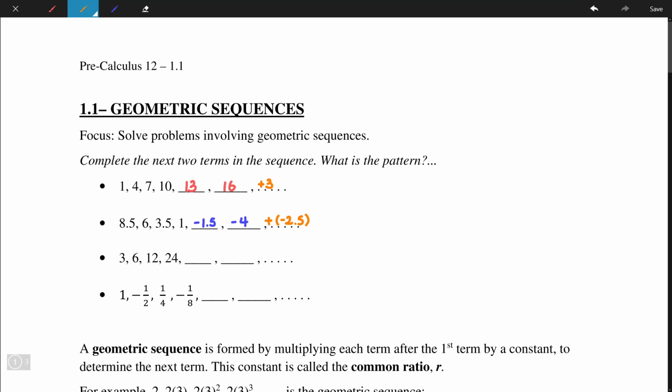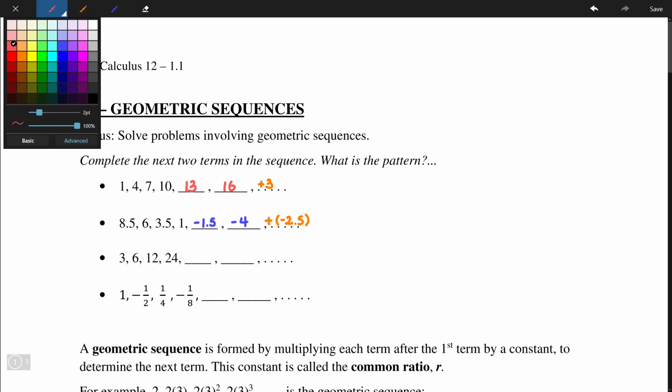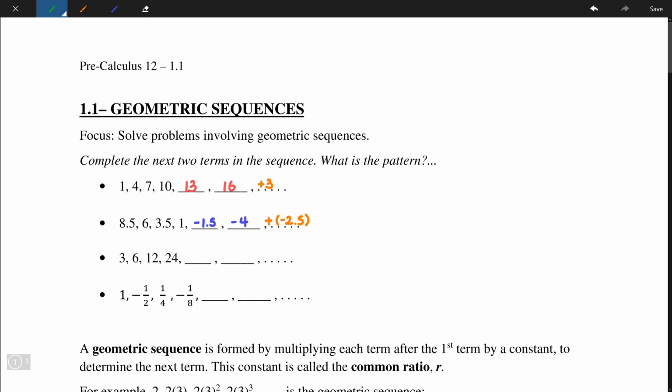Next up, the next two are a little bit different. Here we can see 3, 6, 12, and then 24. So the next terms will be 48 and then 96. And we are doubling the value of each term.